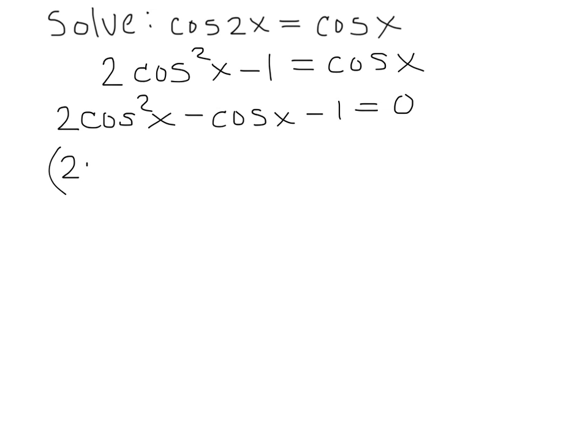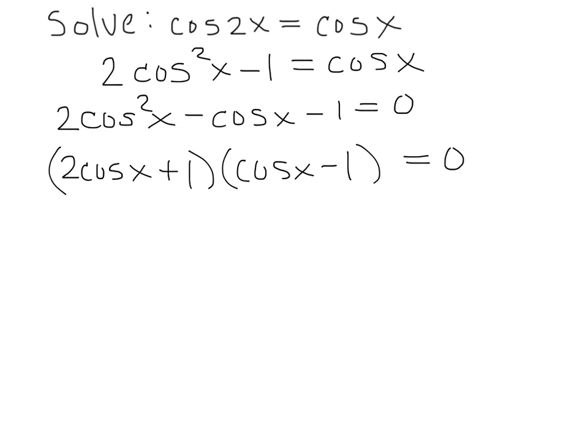Factoring, you get 2 cosine x times a cosine x equals 0. Products of 1 are 1 and 1. I need a negative in the middle, which means I need the 2 to carry with the negative sign. So we're going to go negative here and positive here.